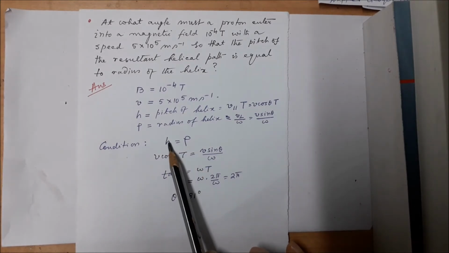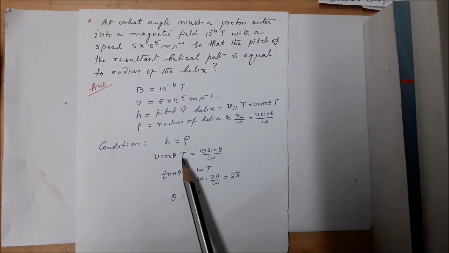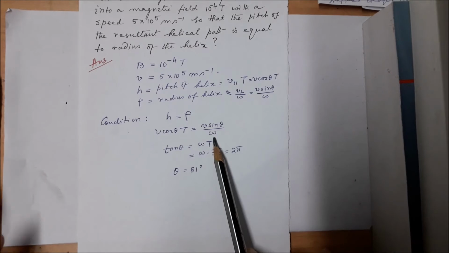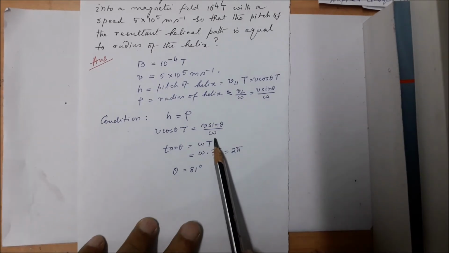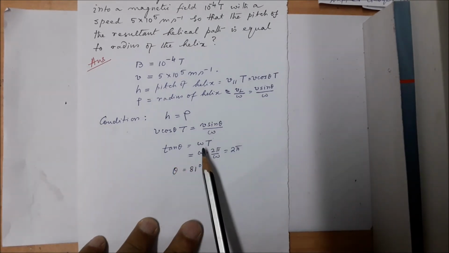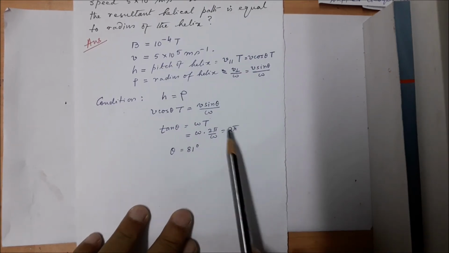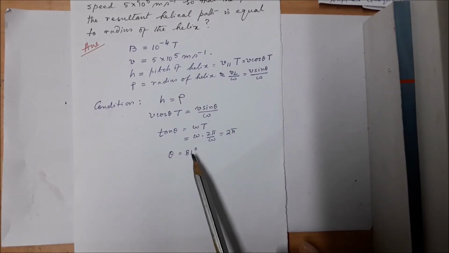The expression of pitch is v cos theta into time period, and the radius is v sin theta by omega, and if we equate them we end up with tan theta as omega t, and omega t is 2 pi, so theta is just tan inverse of 2 pi, which turns out to be 81 degrees.